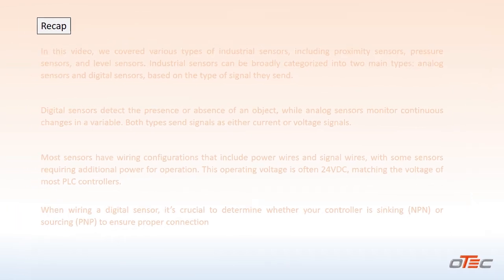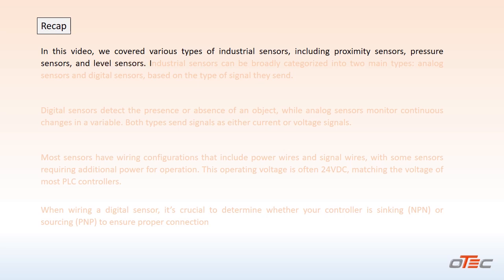Now that we've explored the definition, types, and working principles of industrial sensors, and walked through the process of wiring them with a PLC controller, it's time to bring everything together in our final section. Let's conclude with a quick recap and some key takeaways. In this video, we covered various types of industrial sensors, including proximity sensors, pressure sensors, and level sensors.